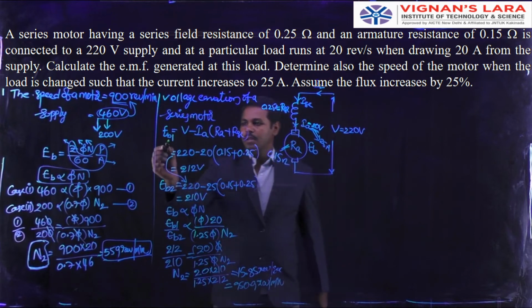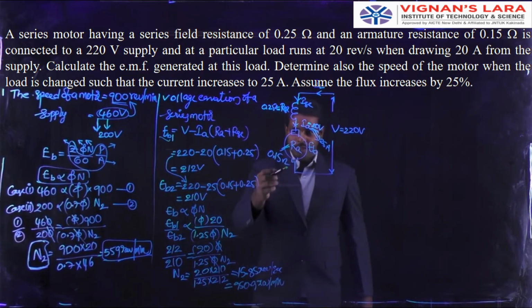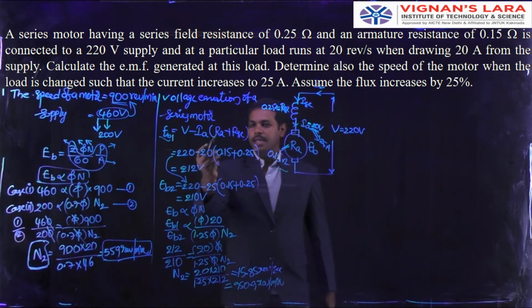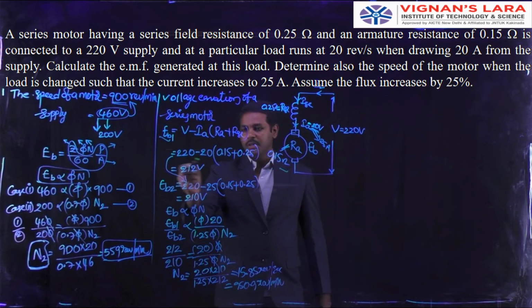First of all, we know the back EMF equation or voltage equation of a DC series motor: V minus Ia into Ra plus Rse, in which we substitute the supply voltage and armature current.